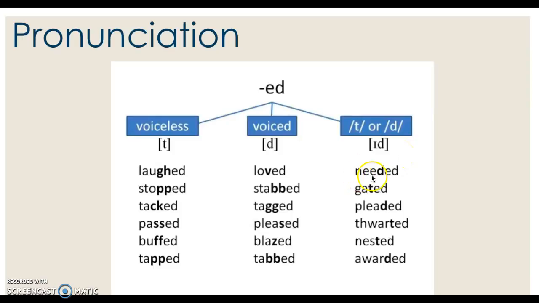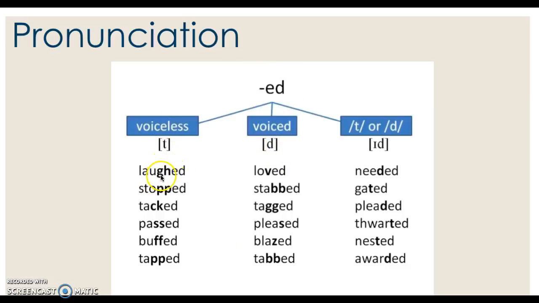So for example, needed, gated, pleaded, thwarted, nested, and awarded. That's the only case when you pronounce ed, when the verb finishes with a T or with a D. The rest of the verbs are never going to sound ed. They either sound d or they sound t.